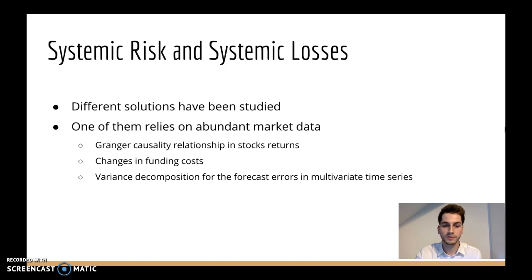Networks have been constructed based on the Granger causality relationships in stock returns, which has the advantage of capturing genuine spillover effects. It has been discovered that connectivity increases significantly before crisis. Changes in funding costs and the variance decompositions for the forecast error in multivariate time series have also been used in order to estimate networks for market data.